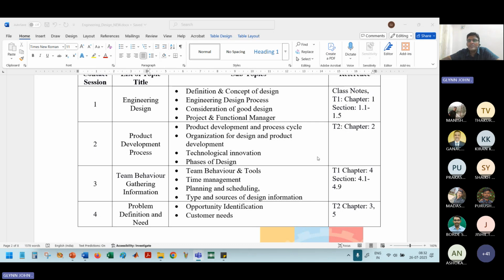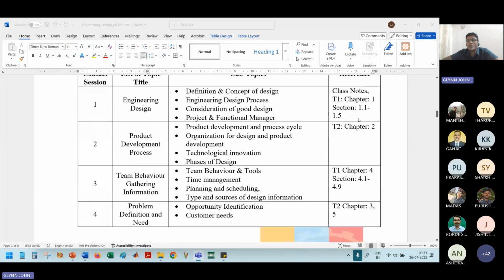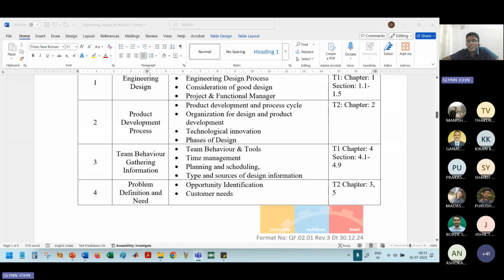Phases of design. Now here, if you see this table, on the rightmost column is the reference: which book for which topic, right? That is mentioned in the last column. You can actually see class notes, textbook 1, chapter 1, sections 1.1 to 1.5. Textbook 2, chapter 2, like that, it is mentioned here. You can also go through this column before making your textbook purchase decision, right? So that is also fine. Team behavior and tools, textbook 1, chapter 4, opportunity identification, textbook 2, chapter 3, like that, everything is given here.